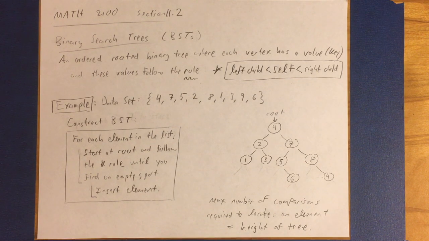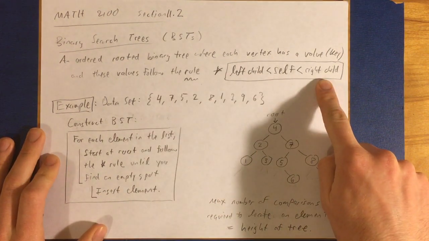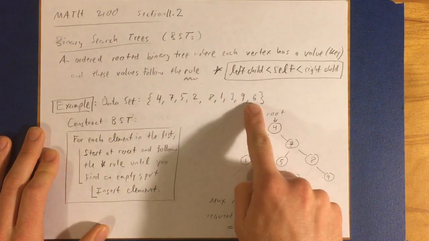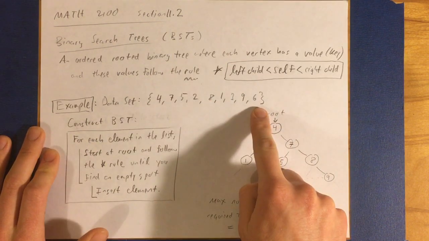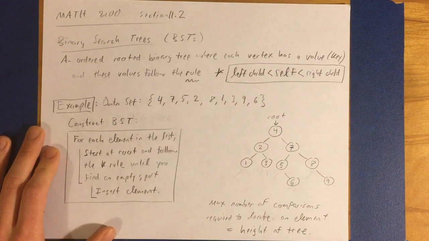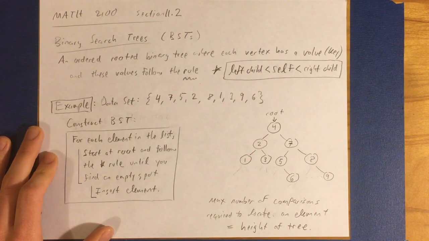There's been a fair amount of vocabulary in this lesson, which is kind of specialized. And if you don't have a lot of programming background, don't worry about that too much. My main focus here is for you to understand this rule, the star rule up here, and how to use that to take a data set and form a binary search tree out of that data set. So this process that I've demonstrated here is what I expect you to be able to do.